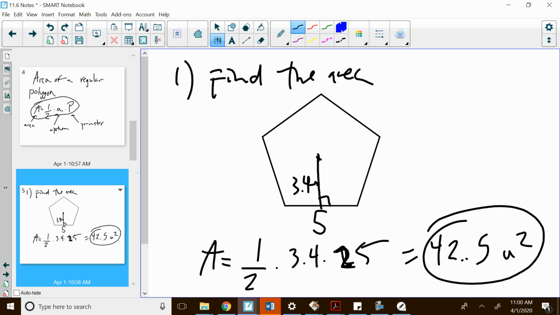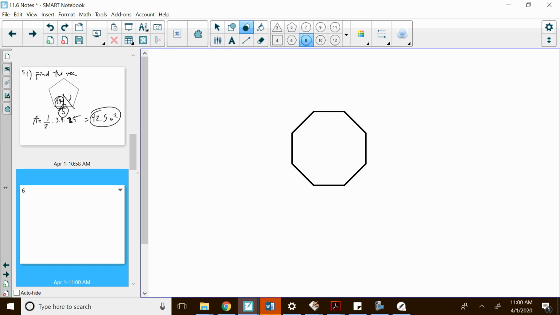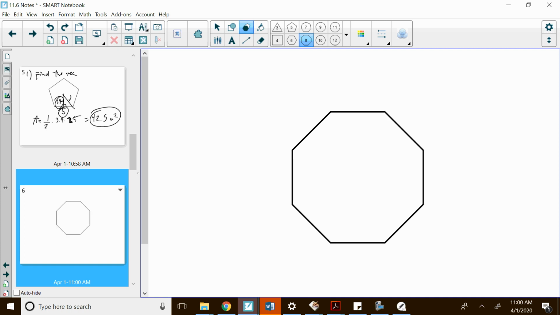Okay, let's get a little bit more difficult though, because sometimes they're only going to give us a side length or just the apothem, or maybe sometimes only the radius of a shape, and then we will end up having to do a little bit of math, and I'm going to show you how to do that. So let's do an octagon. I give you an octagon, and I'm going to give you a length. That's a length of 6. And that's all I'm going to give you. And I'm going to say find the area. You can do this. I'm going to show you how.